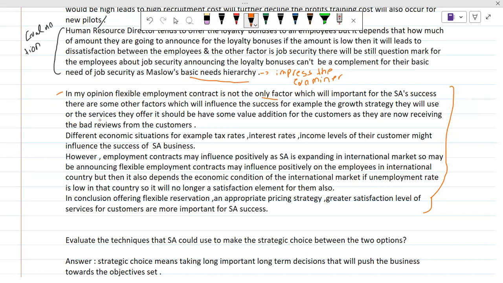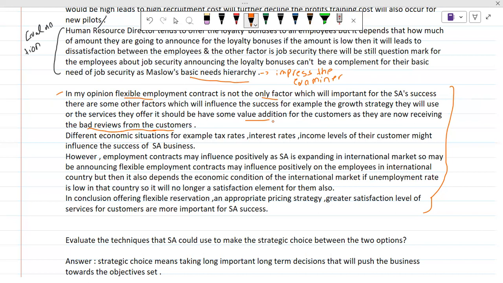The service they offer should have some value addition for the customers, as they are now receiving bad reviews from the customers. I took this point from the case study. If you remember the case study, they were saying that they are getting bad reviews from customers on their website. So if they implement these flexible employment contracts but there is no value addition for the customers, in my point of view, they will not be successful in the future.